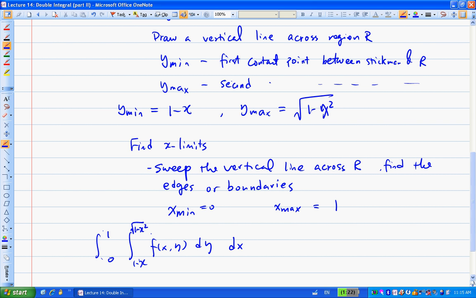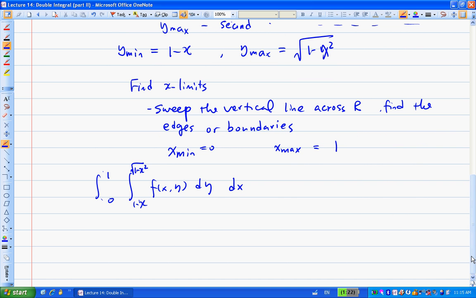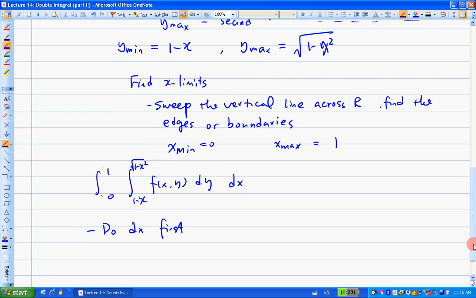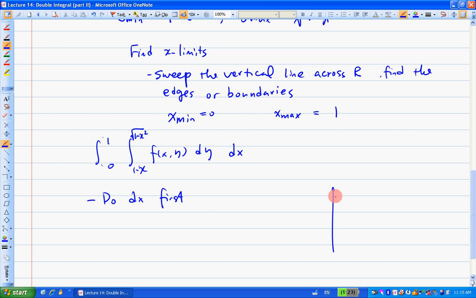Any questions? All good. So why don't you try the other way around? What if you do dx first? What will be the x min, x max, y min, y max? Here is this R here.